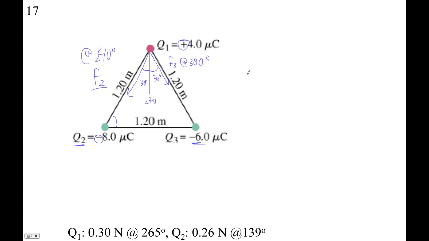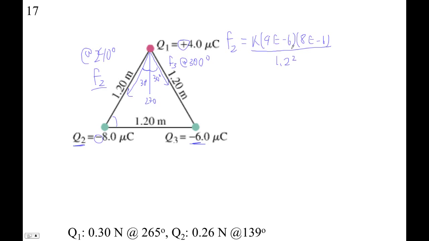All right, let's see, F2 is going to be K times 4e-6, that's what micro is, times 8e-6, and then that's divided by 1.2 squared. So let's see if I can do that. Let's try that. Divided by 1.2 squared. Okay.